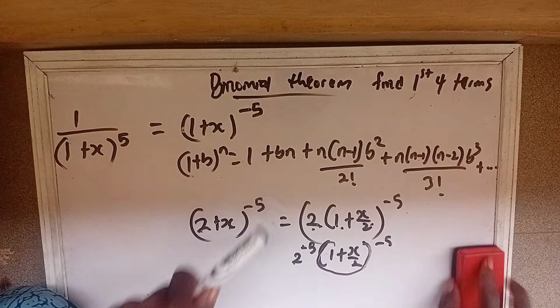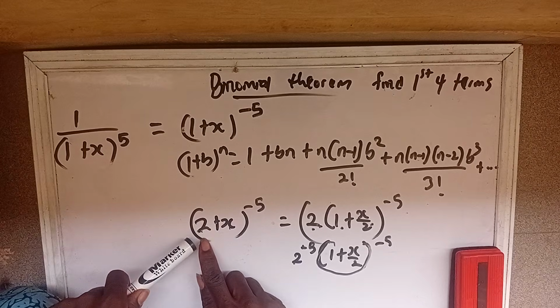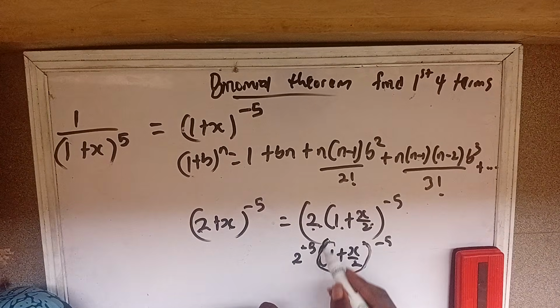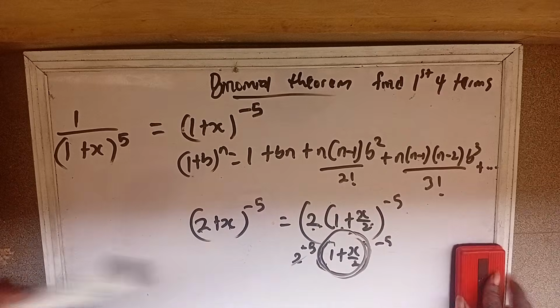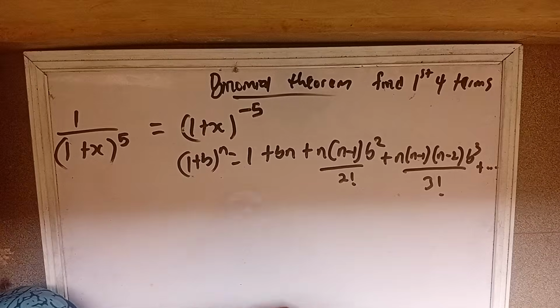But note this formula is only valid when you have 1 here. Even though if the question doesn't have 1 here, there's a way you can transform it to have 1 here, such that you apply the formula for this one alone. Then whatever you get at the end of the day, you multiply it by 2 raised to the power minus 5. So now here we have the formula. Let's write it at one side.